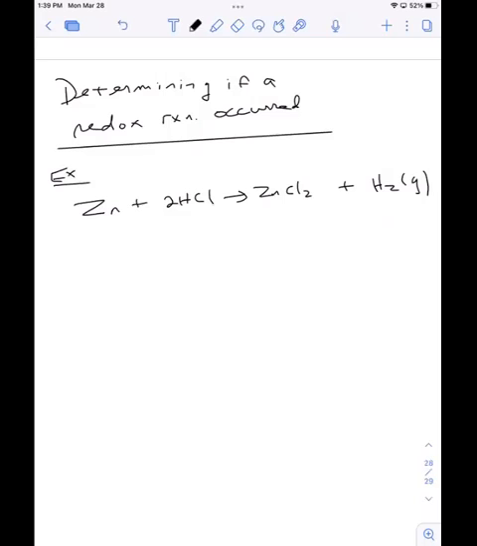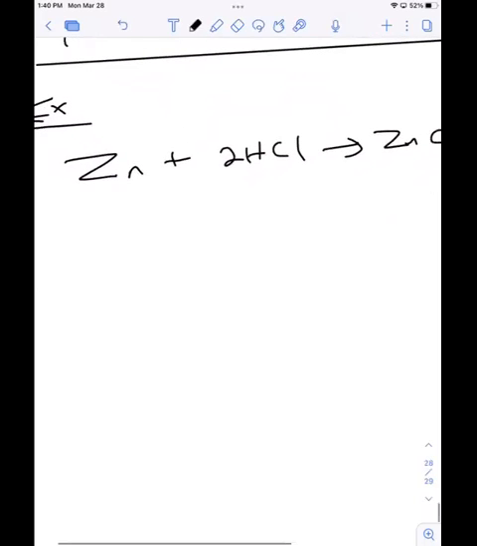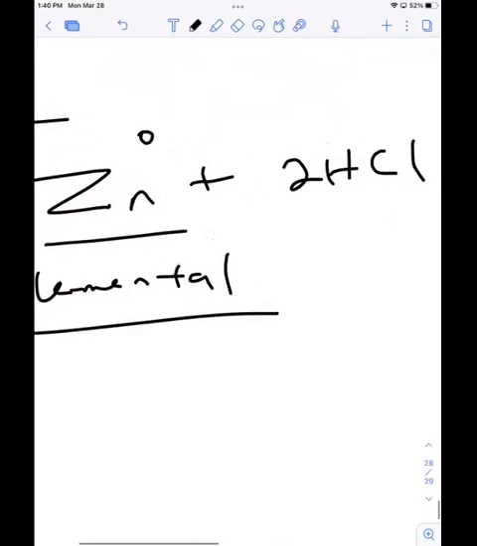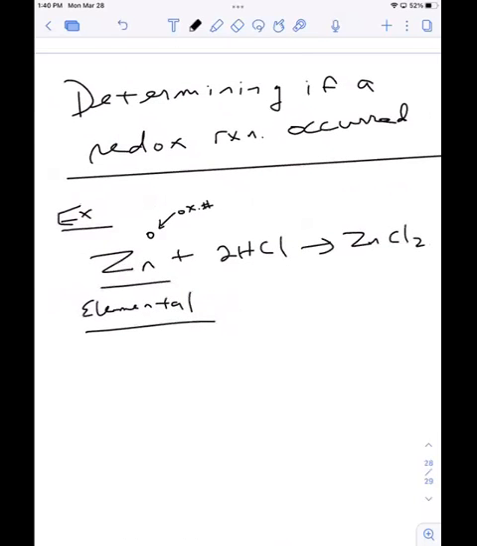All right, so zinc is elemental in this case. What do we know about elemental substances and their oxidation number? What is the rule for that? If it's elemental and it's not an ion, the oxidation number by default must be 0. Has to be. That's the rule. So if zinc is in its elemental form, then it has oxidation number 0.